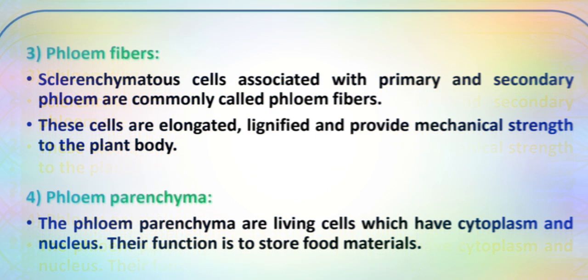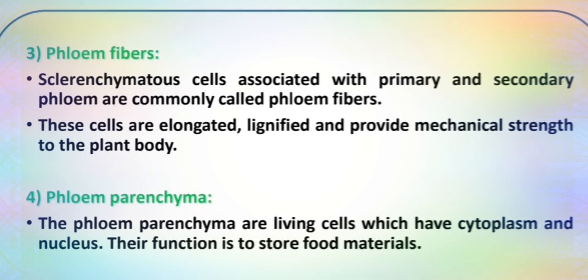Then the third one is called phloem fibers. What are phloem fibers? Phloem fibers are sclerenchyma cells associated with primary and secondary phloem. We already studied two types of sclerenchyma cells. One is called fibers, and another one is called sclereids. What are fibers? They are elongated cells with pointed ends.